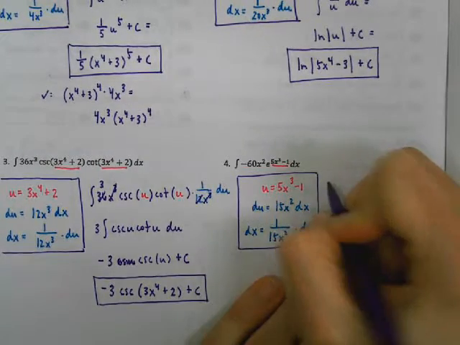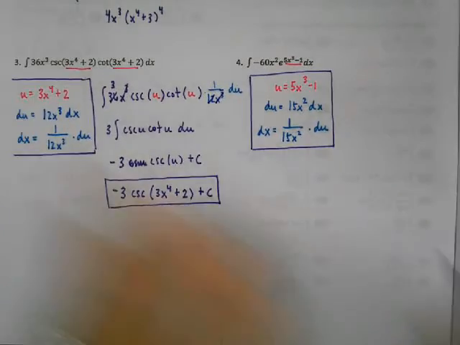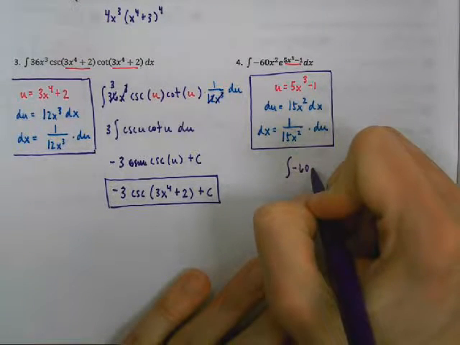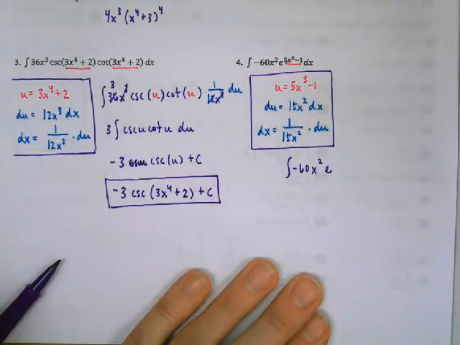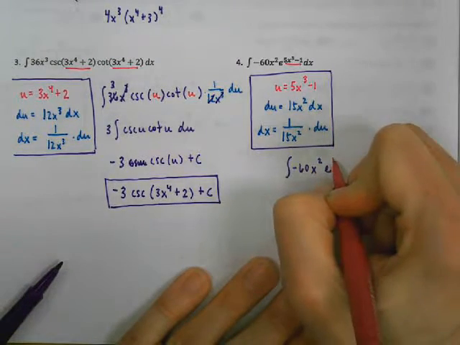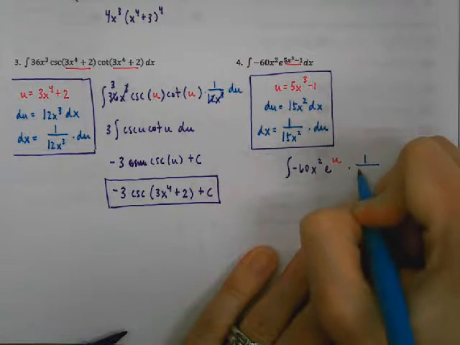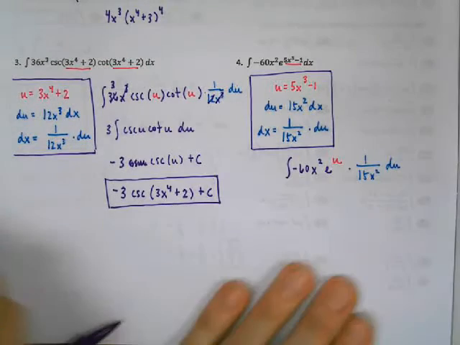So now I have the integral. I'm going to do it under here just so I don't run off the page. Let me scoot this up so you can see what I'm doing. So I have the integral of negative 60 x squared times e. Again, that 5x cubed minus 1 is my u. And dx is 1 over 15x squared times du.